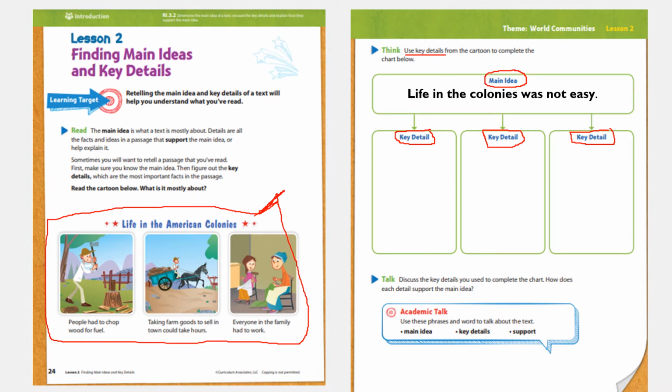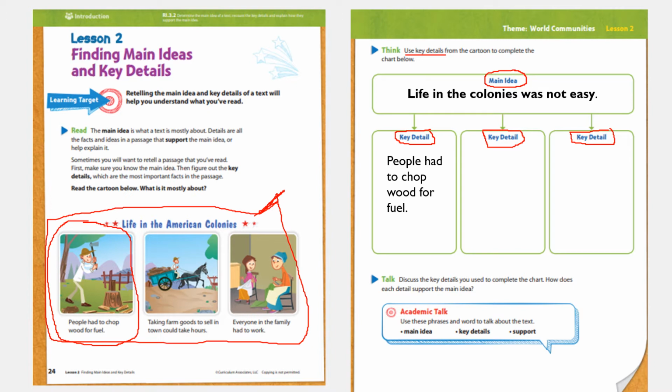So I want you to write that in your book. If you need to pause the video to write it, go ahead. Then the next part it wants us to do is find a key detail. Well, again, key details are the important pieces that tell us more about the main idea. And so if I look at this first picture where this man is chopping wood for fuel, I would say that a key detail is people had to chop wood for fuel. I'm basically taking what they have in this first picture and putting it in words in my key detail.